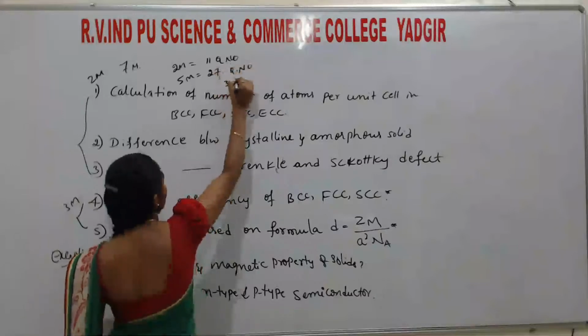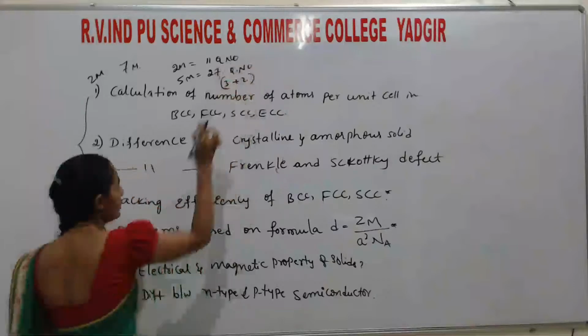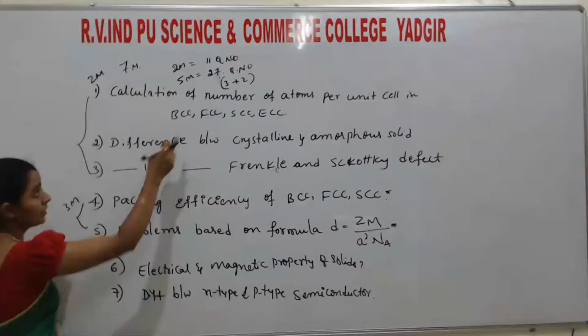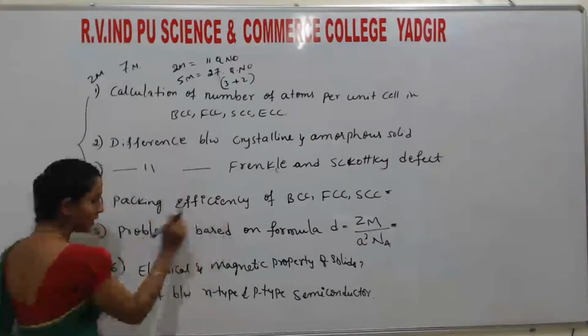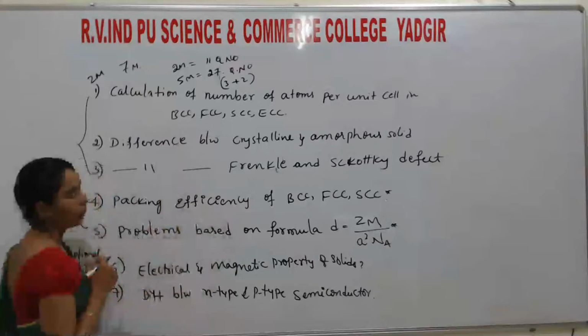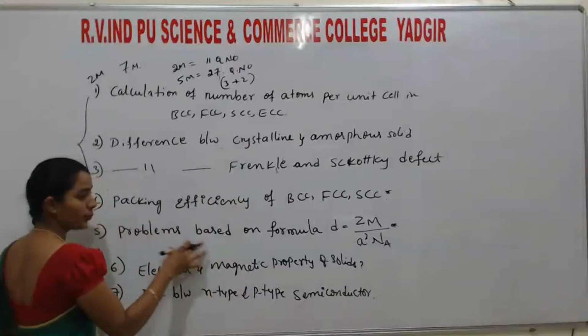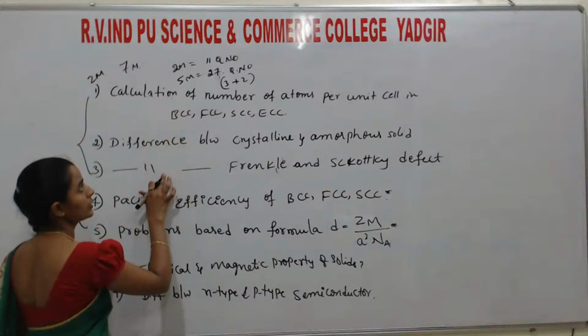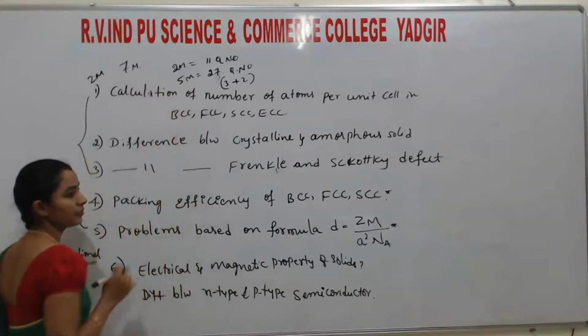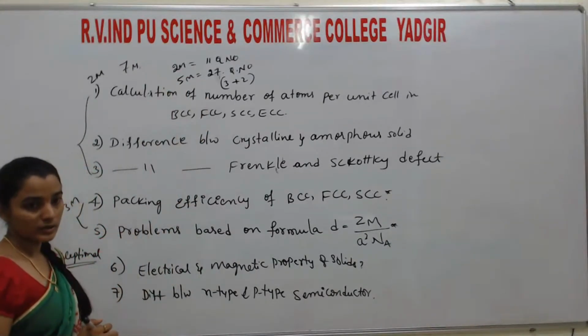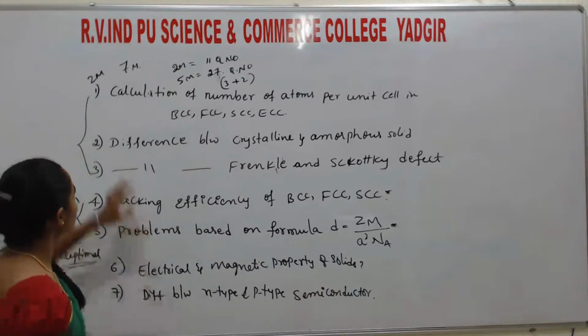Okay, in this 3 plus 2 is there. In this 3 plus 2, from this packing efficiency or from this problem, 2 marks, either the problem or any of this. And for 2 marks, any of this. Okay. So this is important. So we will discuss one by one.